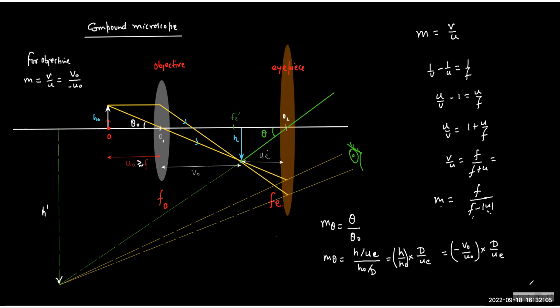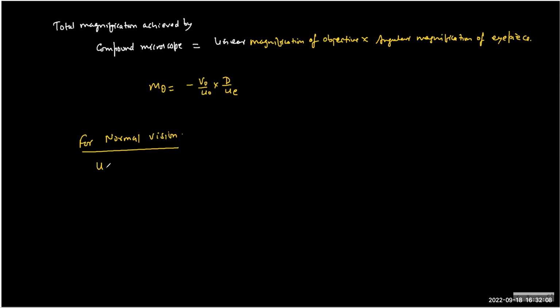So for normal vision, the UE should be of a smaller size than FE, but close to this. Lesser, why? Because we want a virtual image. And why close to equal? Because we want high magnification. So the m theta in such a case will be minus v naught by u naught into D by F. And it looks like all answers are similar to the simple microscope, only with one factor, the linear magnification factor, getting multiplied here. The rest are the same.